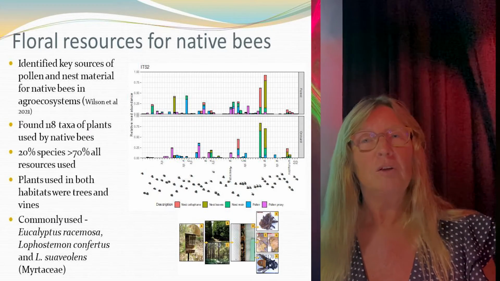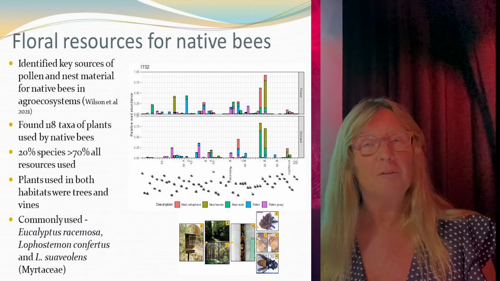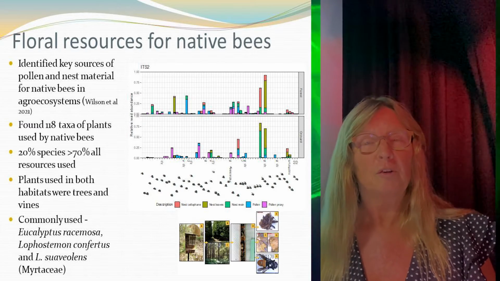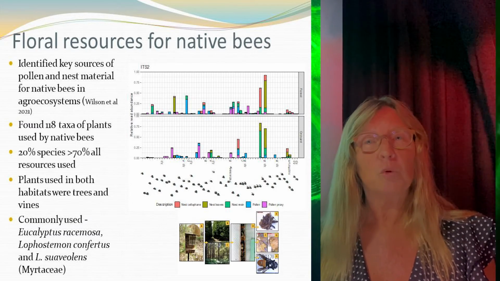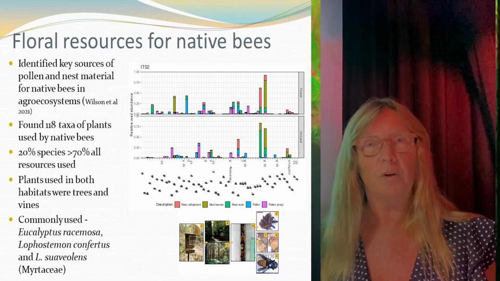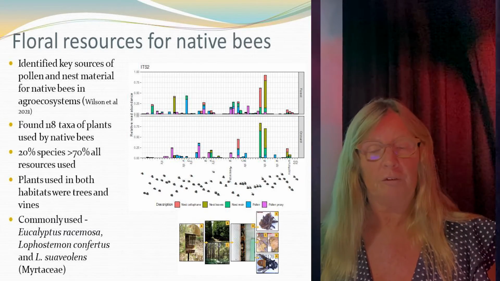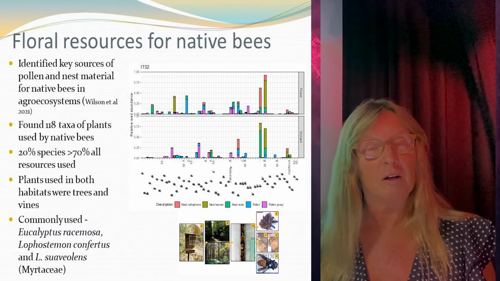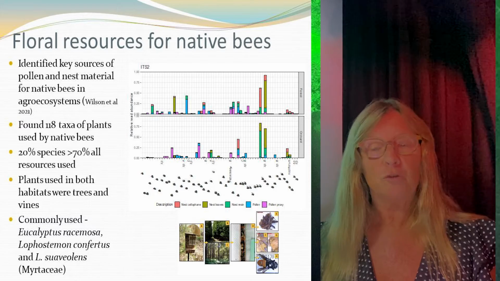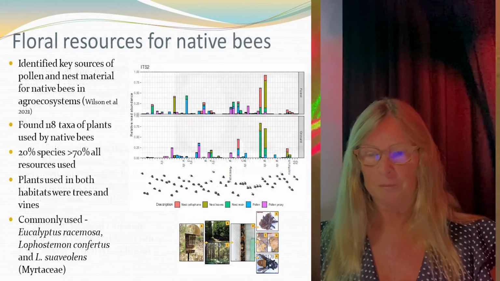And some plants are used by the same bees for different purposes, and some different types of bees use different types of plants. And some plants were found across multiple different uses. We found that 20% of the plant species were used for more than 70% of all the resources used. And the common ones between these 2 ecosystems were mostly trees and vines. We were interested in the vines. And some of the commonly used trees were Eucalyptus racemosa and 2 different species of Lophostemon.